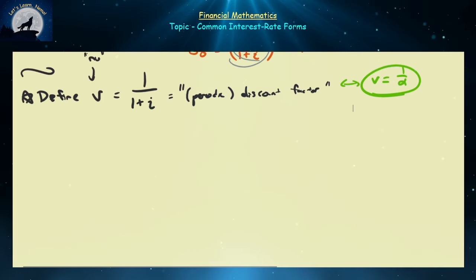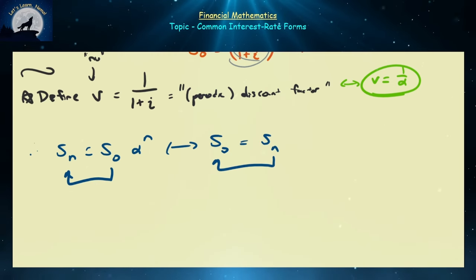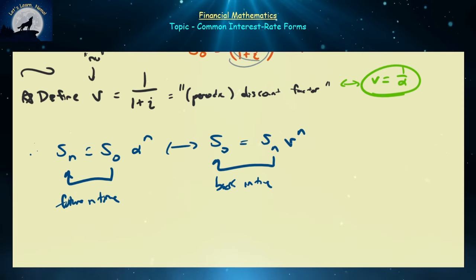Right? So to sort of summarize what this new object is, if Sn is equal to S0 times alpha to the power of n, and we want to go instead from Sn to S0, so we're moving back in time. So this is forward in time, and this is back in time. That means we need to discount it instead of accumulate it n times, so that's going to be nu to the power of n.